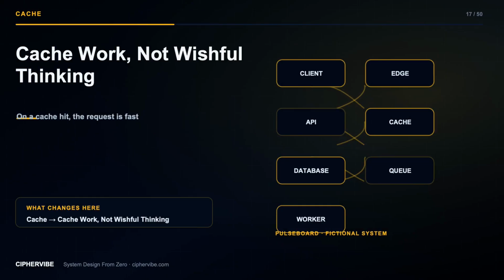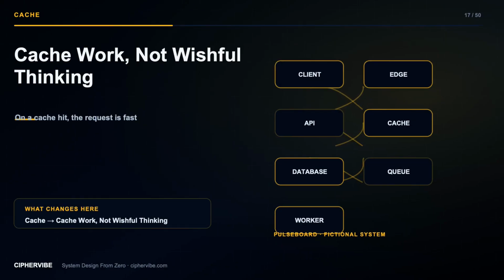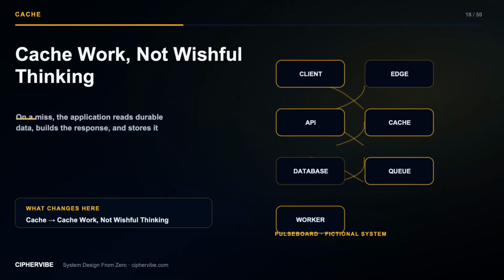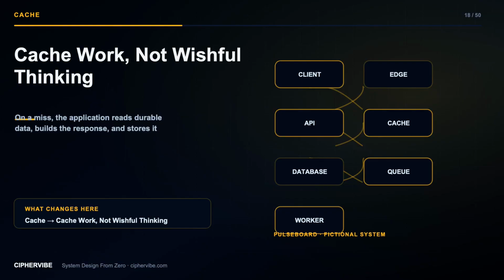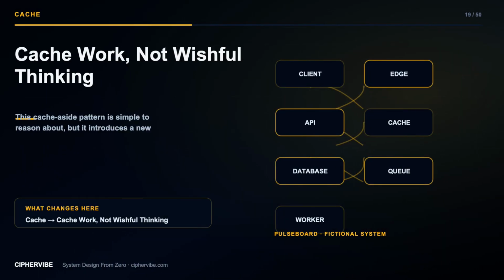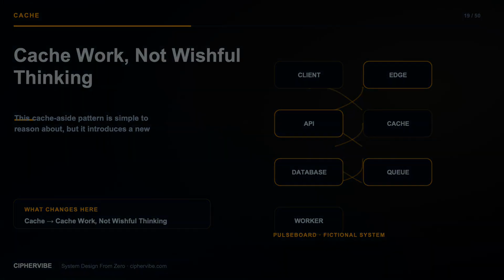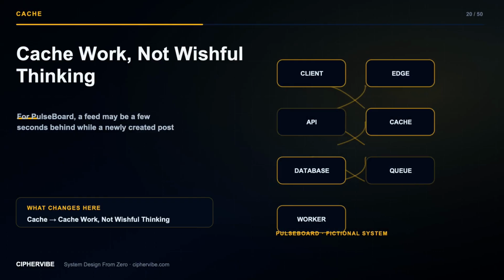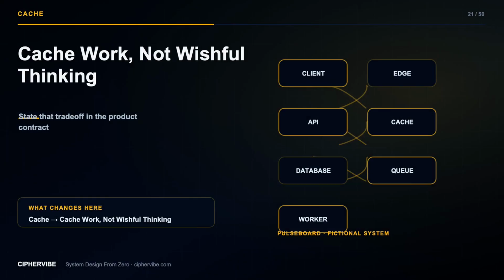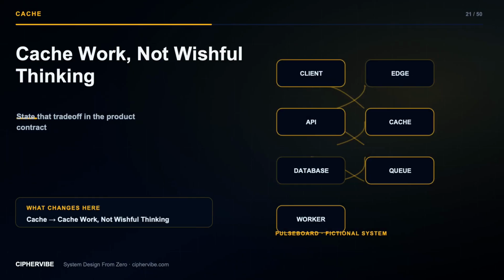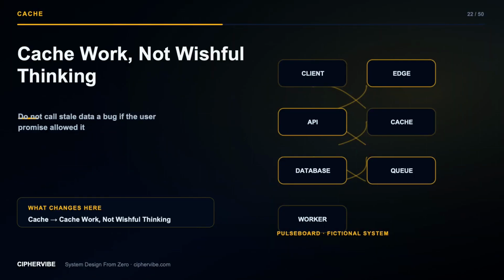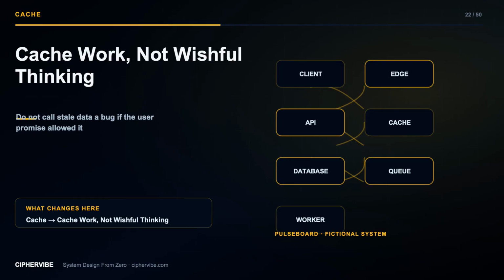On a cache hit, the request is fast. On a miss, the application reads durable data, builds the response, and stores it with a short time to live. This cache-aside pattern is simple to reason about, but it introduces a new truth: cached data can be old. For PulseBoard, a feed may be a few seconds behind while a newly created post is read directly by its author. State that trade-off in the product contract. Do not call stale data a bug if the user promise allowed it.